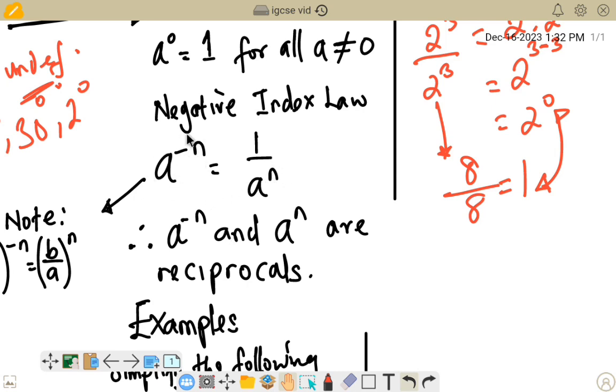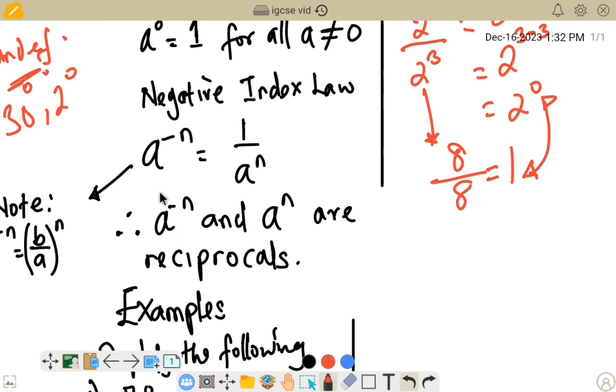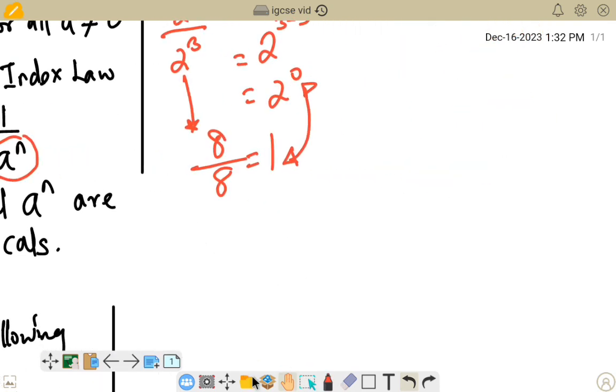So that means this term here and this one are actually reciprocals. Okay, let me explain it further like this. You have 2 raised to the power minus 3. You can also write it another way. You just write in your 1 first, 1 divided by the same thing, but don't include the negative sign. That will be 2 raised to the power 3. So you have actually flipped it using the negative index law.